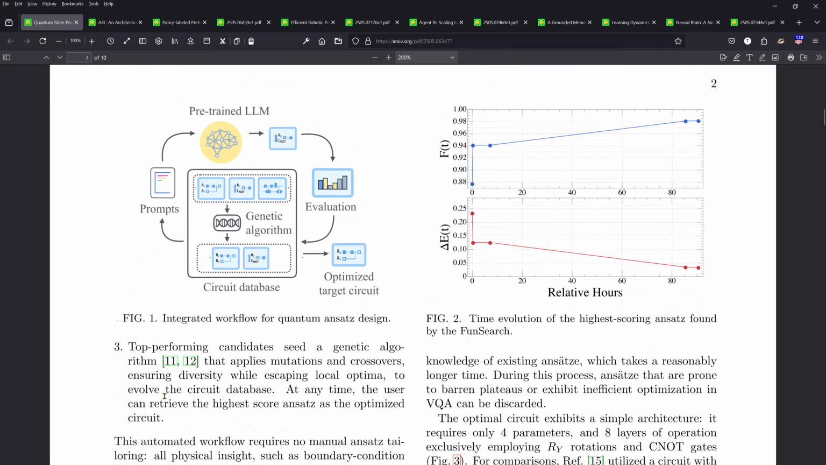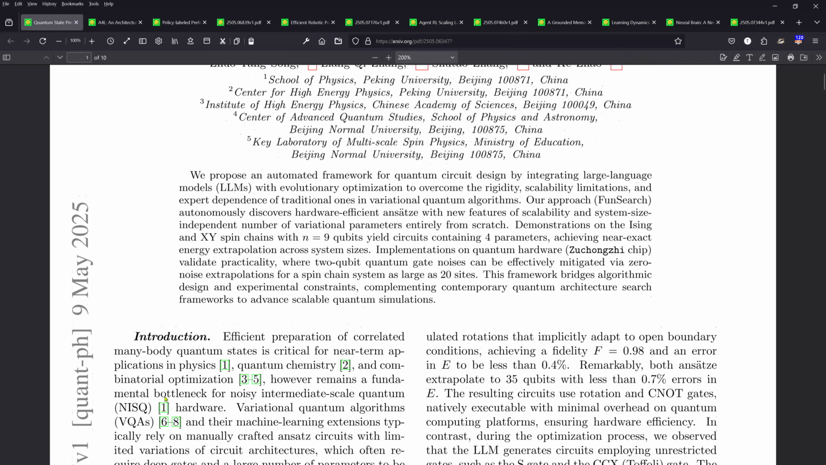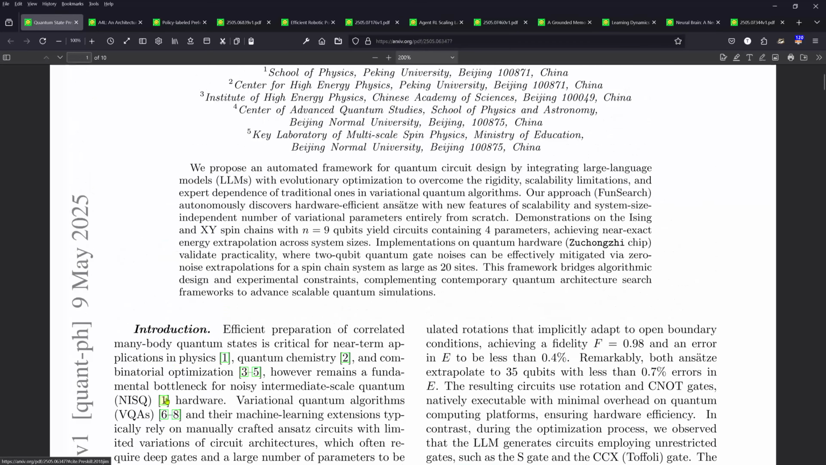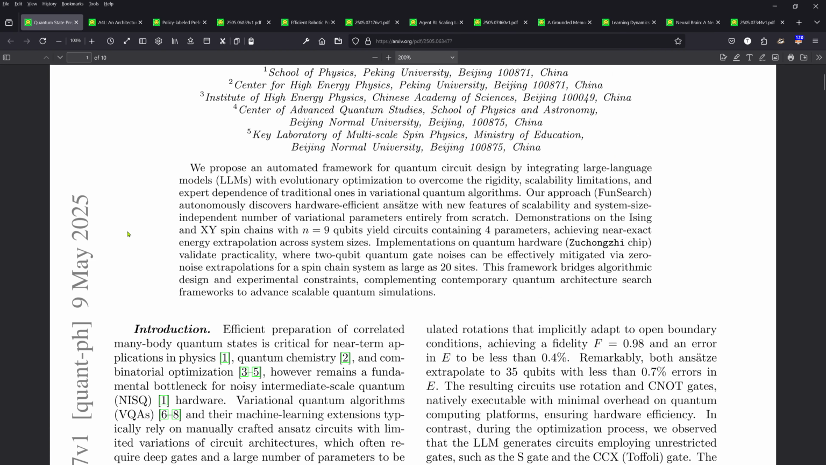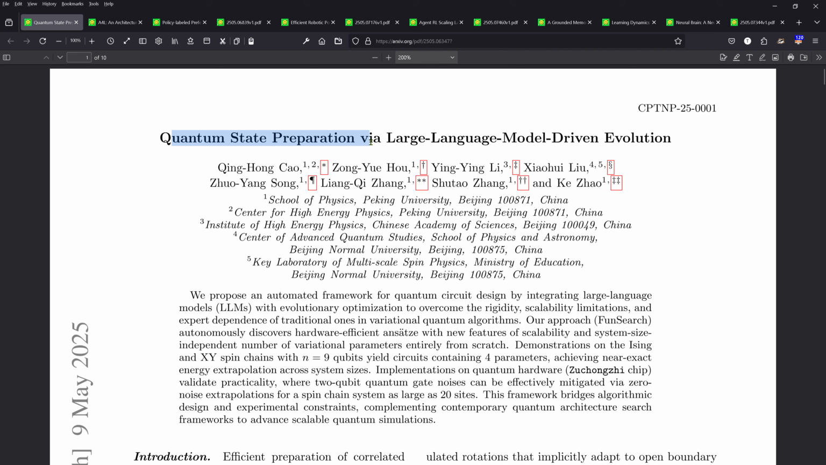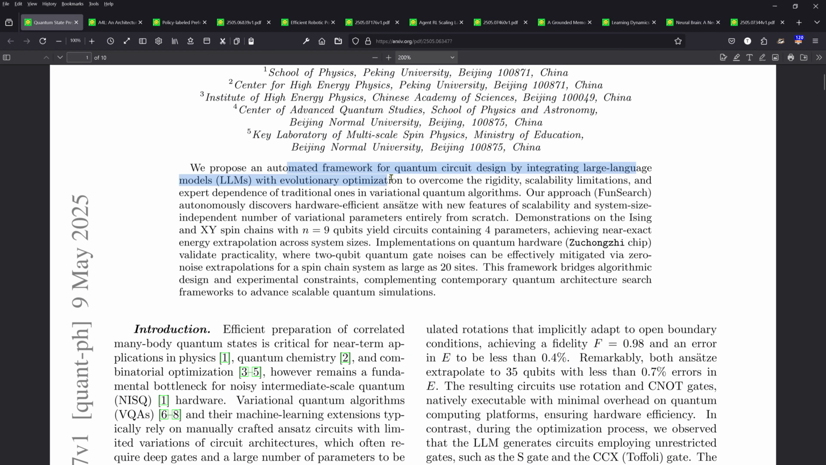What are the best papers of today? Today is Tuesday, May 13, 2025, and I've read more than 300 papers here, and I would like to show you the papers I'm interested in, the outstanding papers of today. So here we have quantum state preparation via an LLM-driven evolution, and they propose here an automated framework for quantum circuit design by integrating LLMs into the evolutionary optimization to overcome the rigidity, the scalability limitation, and the expert dependence of traditional ones in variational quantum algorithms.